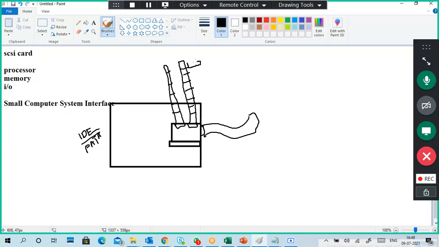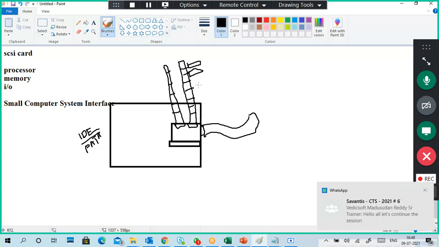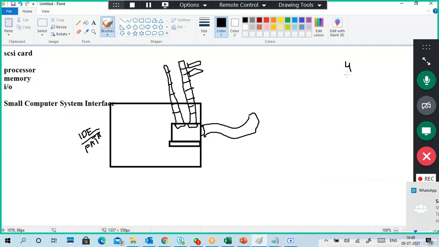So you can connect multiple devices. As I said earlier, we can connect a maximum of 4 disks, either SATA or PATA. But here we can connect more than 4, depending upon your SCSI card and the ribbon cable. You can connect as many disks as the card and cable allow.